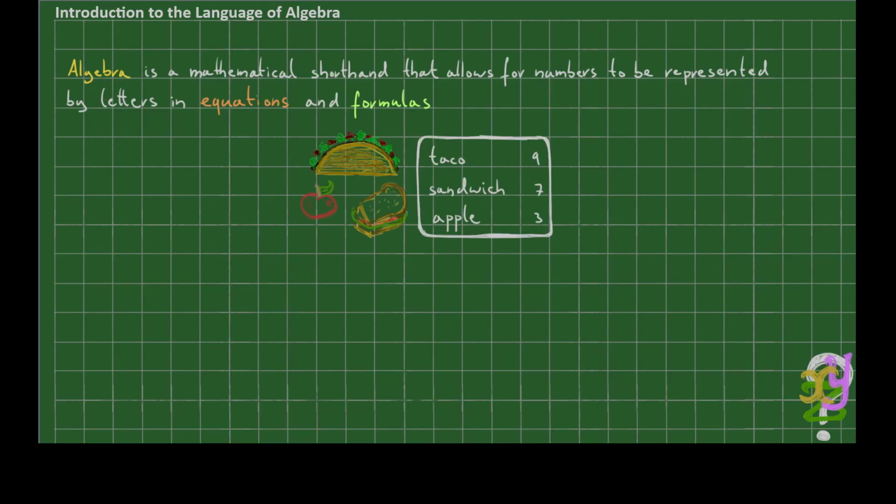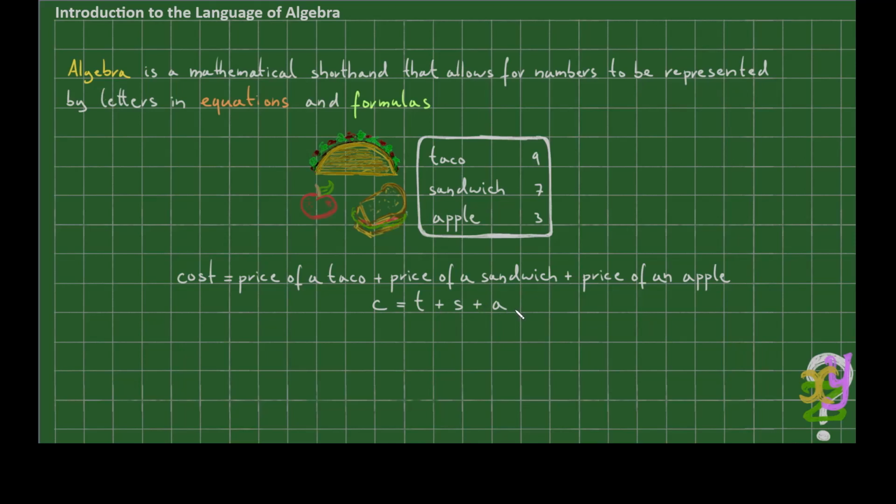Let's look at this price board. A taco goes for $9, a sandwich for $7, and an apple for $3. If I was to buy one of each, I could say that the total cost is the price of one taco plus the price of one sandwich plus the price of one apple. Algebra allows me to shorten this expression. I could represent the total cost with the letter C. So I could say that C equals T for taco plus S for sandwich plus A for apple.